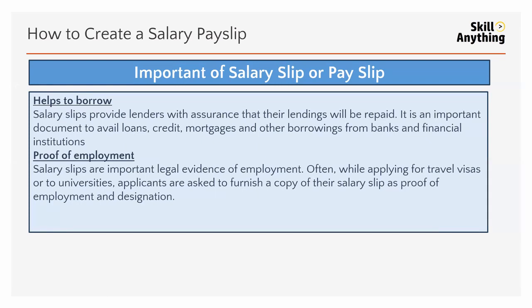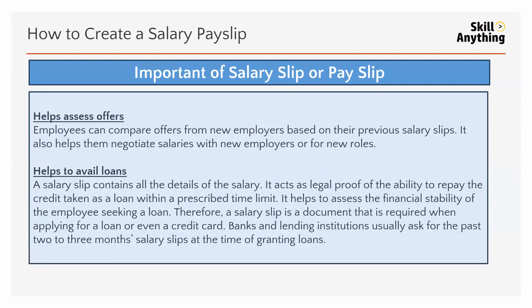Proof of employment. A salary slip is an important legal evidence of employment. When you apply for a travel visa, the salary slip can be used as proof of employment and designation.